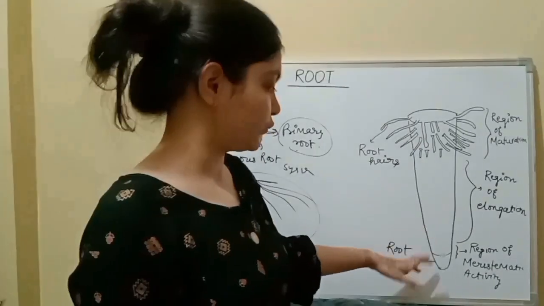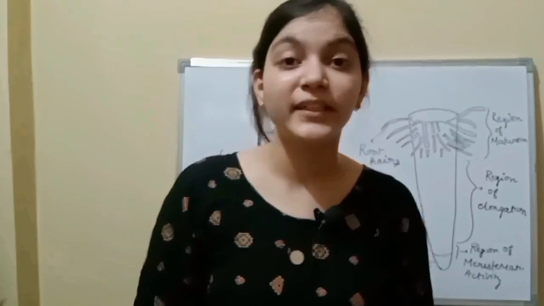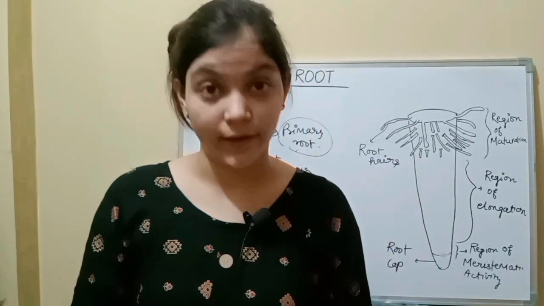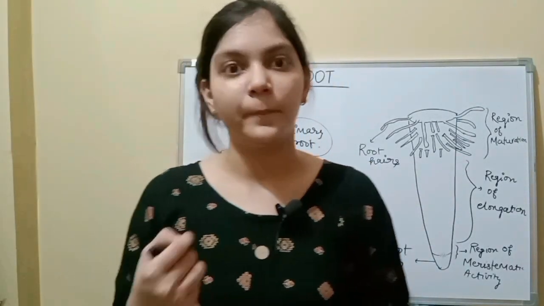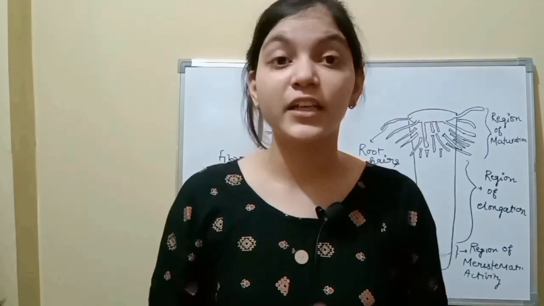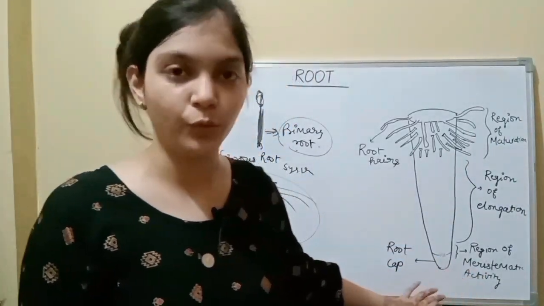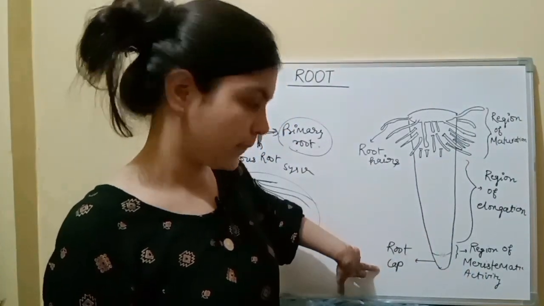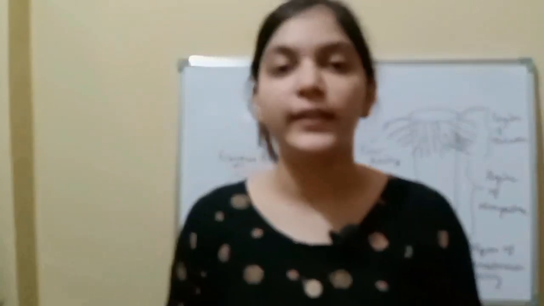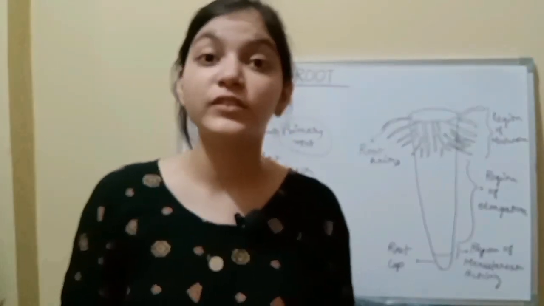Now the second zone of the root is the meristematic zone. What is the role of the meristematic zone? Firstly, when this word comes to our mind, what does it define? It defines that meristem is a tissue. This meristematic zone of the root lies under the root cap, and it contains a cluster of cells.